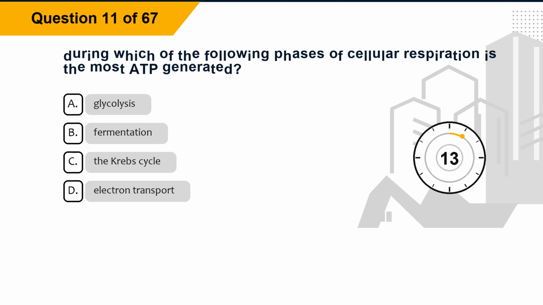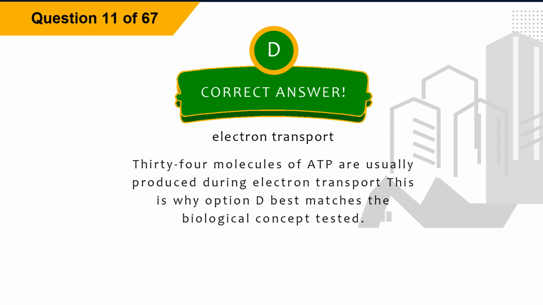Question 11. During which of the following phases of cellular respiration is the most ATP generated? Option A, glycolysis. Option B, fermentation. Option C, the Krebs cycle. Option D, electron transport. The correct answer is option D, electron transport. Explanation. 34 molecules of ATP are usually produced during electron transport. This is why option D best matches the biological concept tested.